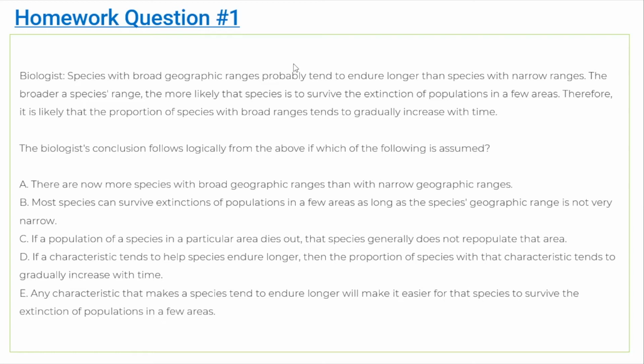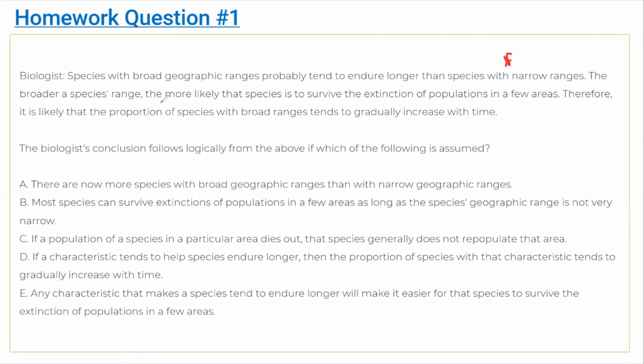Suppose again, let's understand the stimulus here. So a biologist is saying something. Okay, let's see. Species with broad geographic ranges. So we are talking about species with broad ranges, broad geographic ranges, probably tend to endure longer. Okay. So I have two things going on. Broad range, long endurance. Okay. Than species with narrow range. Okay, so broad range versus narrow range is broad range endures longer. Great. Let's carry on.